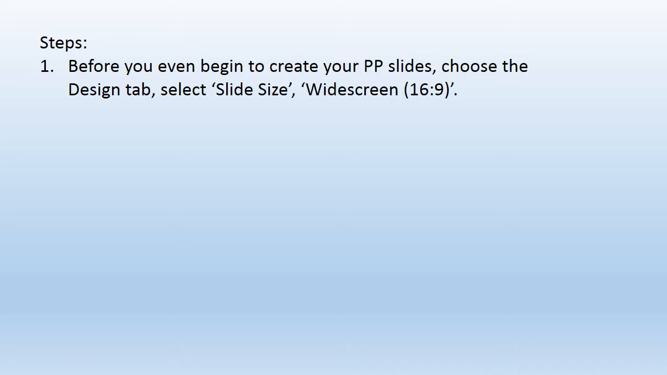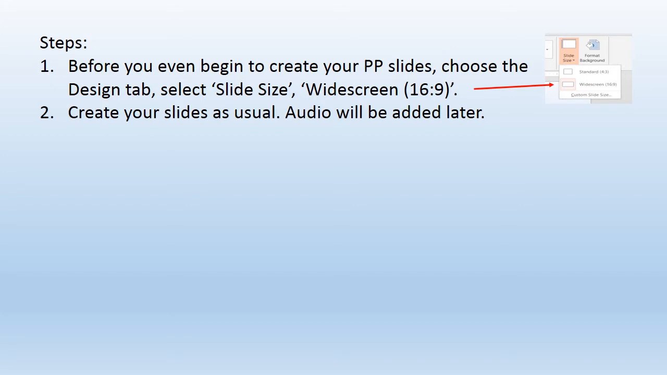Before you even begin to create your PowerPoint slides, choose the Design tab and select Slide Size, Widescreen, 16:9 ratio, which will give you the larger size for your final video. Then create your slides as usual, and we'll add the audio later.